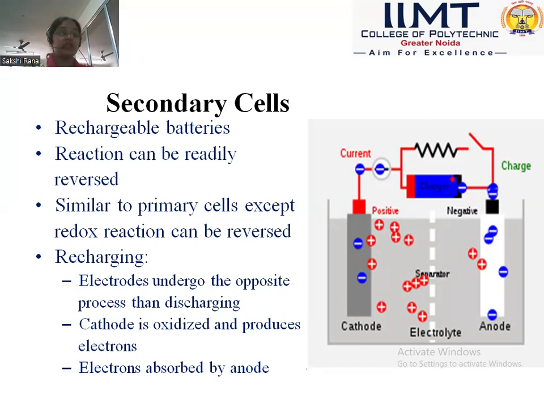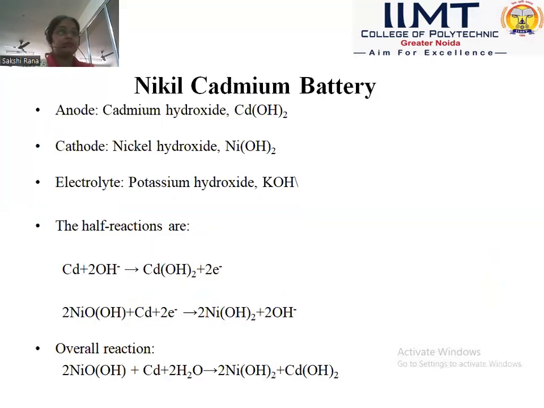Cathode is oxidized and produces electrons। कैथोड क्या करता है, ऑक्सीडाइज करता है और इलेक्ट्रॉन्स को प्रोड्यूस करता है। इलेक्ट्रॉन्स एब्जॉर्ब बाय एनोड। तो जो इलेक्ट्रॉन्स कैथोड पे प्रोड्यूस होते हैं, वो कहाँ जाते हैं, एनोड पे जाते हैं। उनको कौन एब्जॉर्ब करता है, एनोड पे जो इलेक्ट्रोड है वो उनको एब्जॉर्ब कर लेता है, राइट.